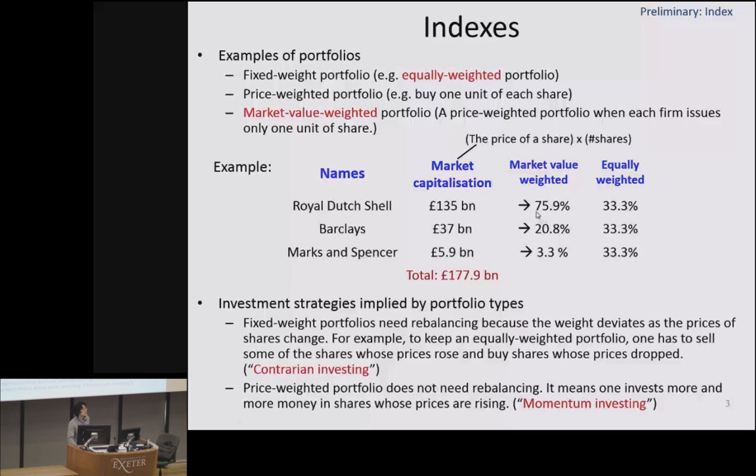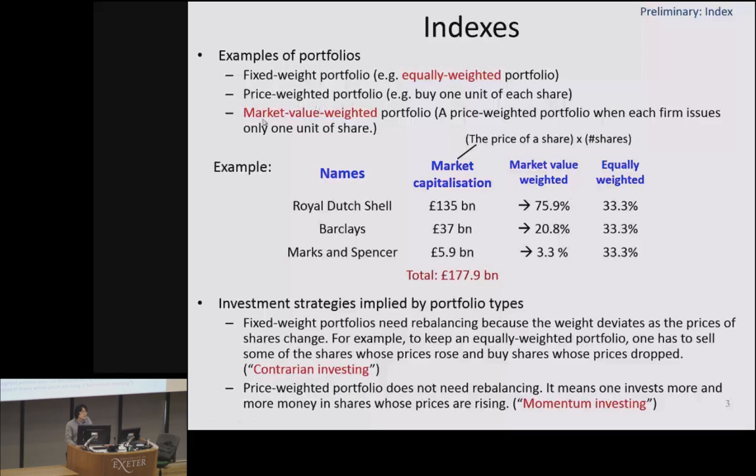Okay, so 75.9% of your money is invested in Dutch Shell, 3.3% of your money is invested in Marks and Spencer. So you put more weight on larger companies. Is the difference okay?